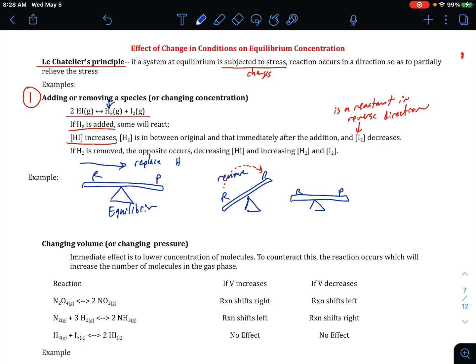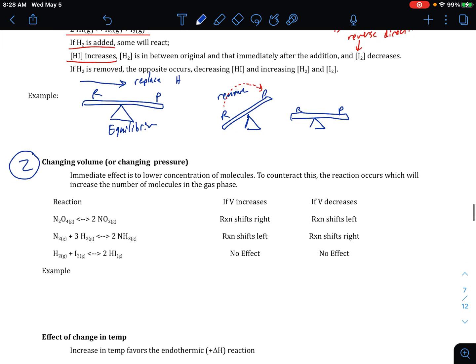So let's talk about the second type of stress, which is changing the volume or changing the pressure. Now first, we need to specifically state that this only applies to gases. Okay, so if your equilibrium is mainly aqueous, then this does not apply. There's no effect to an aqueous equilibrium. This only affects gas equilibrium.